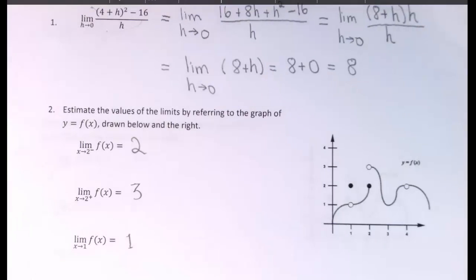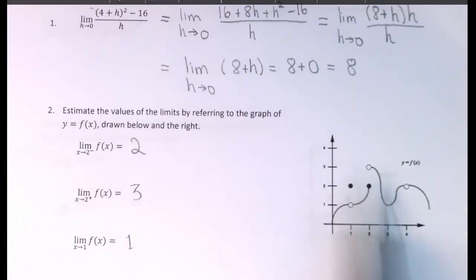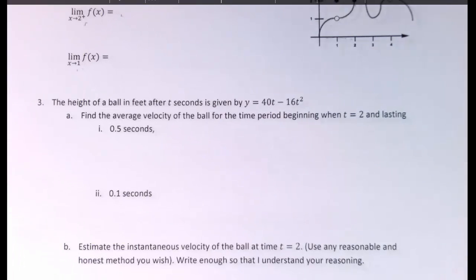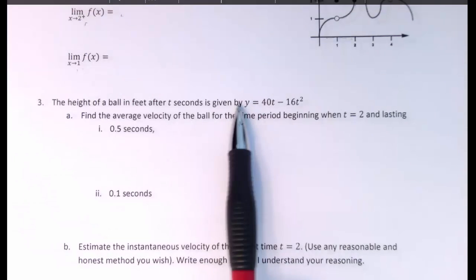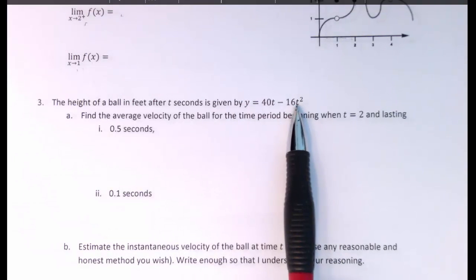There's really no explanation needed. You're getting the information that you need by looking at the graph. In the final part of the quiz, we're asked to consider an equation of motion. The height of a ball is given by 40t minus 16t squared.